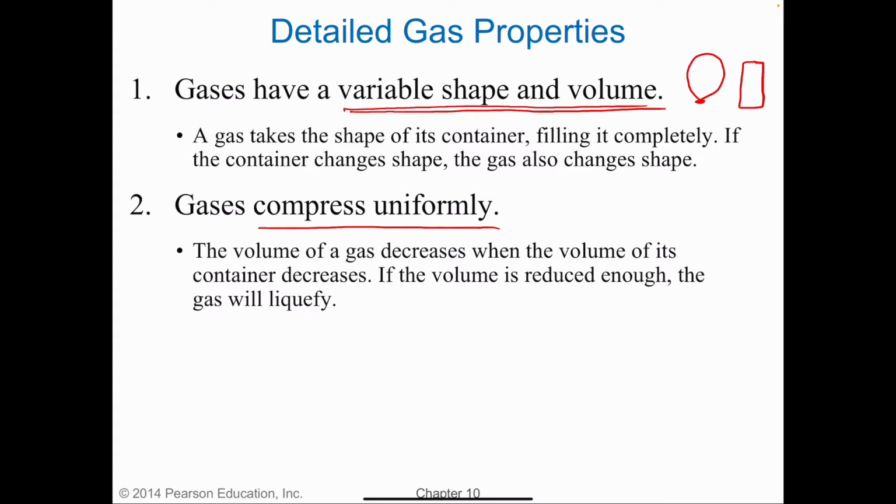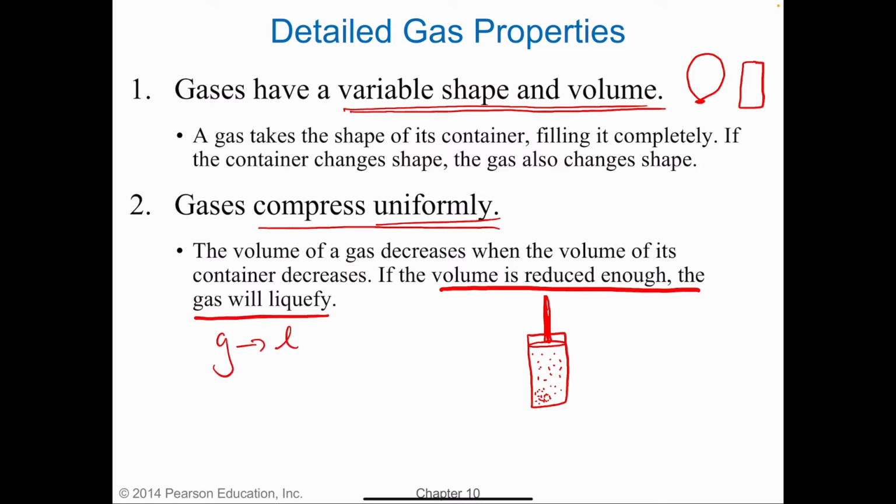Number 2, gases compress uniformly. A common example would be the cylinders in your car engine. We can compress this gas, so it's actually got a piston on there, and we've got gas particles in here because it's going to combust, and we can press down on it. The compressing uniformly part of it means that when we compress down, all of those gas particles will get closer together at an even rate. So we're not going to have the gas particles all bunching up at the corner of the container at the bottom or something like that. And actually, if we reduce the volume enough, we could cause the gas to liquefy. So it could transition from gas to liquid.